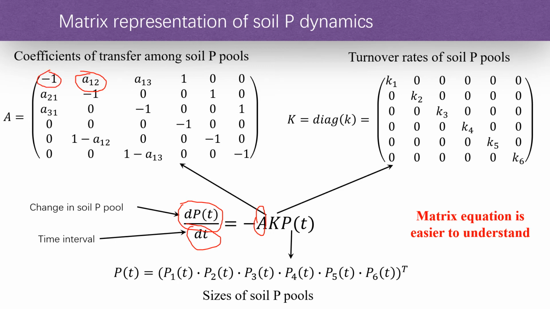-1 in the diagonal cells indicates the transfer out of phosphorus from the pool. K is the turnover rate matrix. For example, K1 indicates the turnover rate of labile phosphorus. K2 indicates the turnover rate of soil organic phosphorus. Pt indicates the size of each soil phosphorus pool at time t.